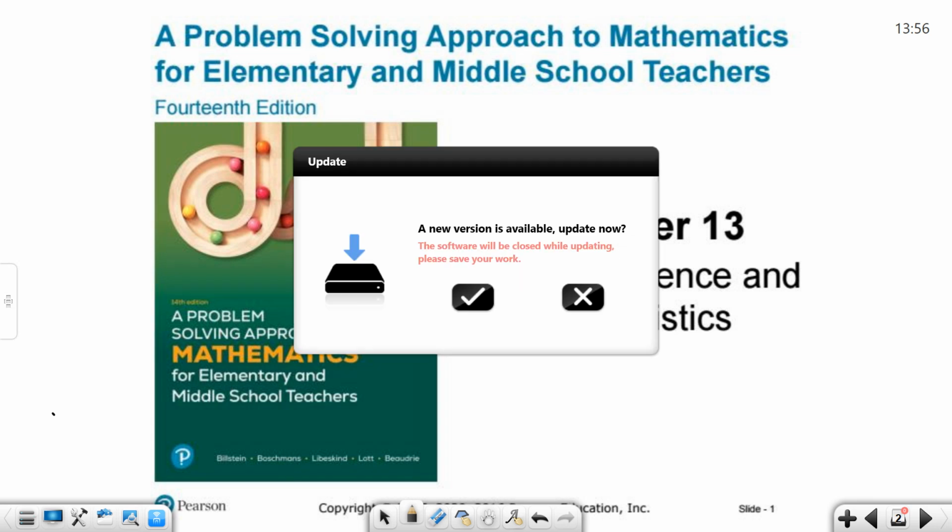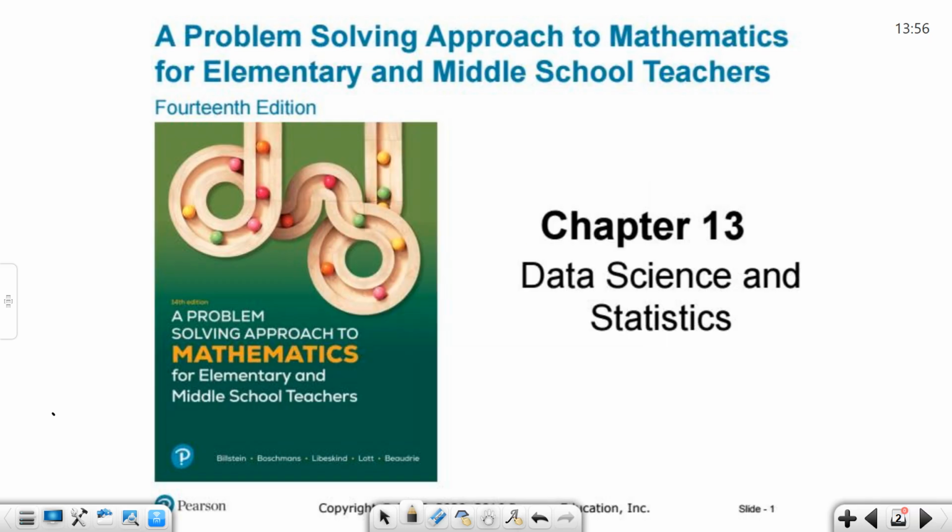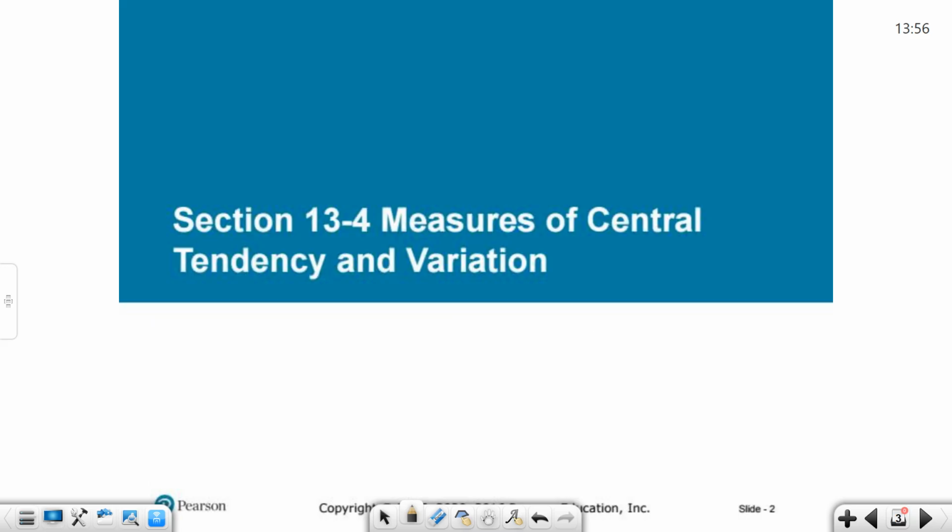Hi, we are starting, I think, lesson 8. It is chapter 13. We're continuing on with our data science and statistics chapter. In this chapter, we're going to be talking about measures of central tendency. We're going to leave variation for next week.